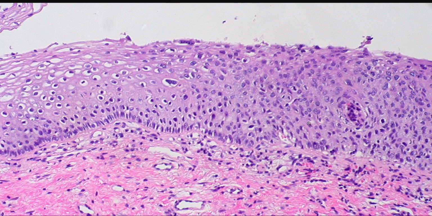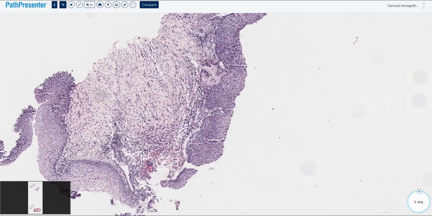And as you progress here, you'll see HSIL. A clue I use personally is that it's got a streaming pattern, and you don't know which side is the bottom side and which side is the top side just by looking at the epithelium. So here, let's go to PathPresenter.